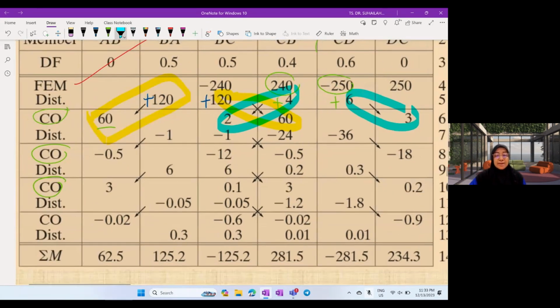That's the process. And after that, we have to distribute again. And when we distribute again, change sign. When we calculate, the step after carryover is distribution. So at distribution, we have to change sign. But in carryover, we don't have to. It is just factor 0.5, so it is still the same sign. But for distribution, we have to change sign because of the behavior. Because the moment that we distribute is joint moment, and joint moment is always opposite with member end moment.